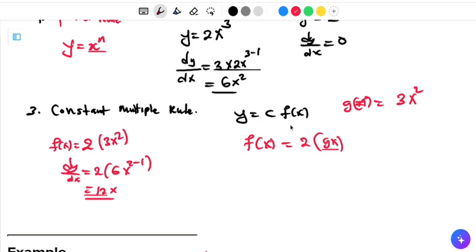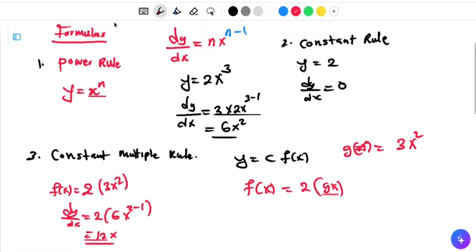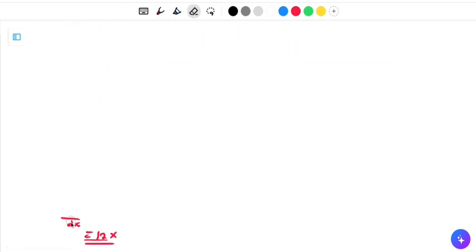Now, there is also another rule that you need to understand, for differentiating different functions once we find the differentiation. So we're looking at the sum rule.